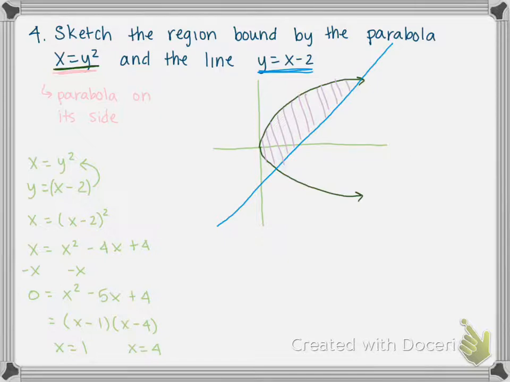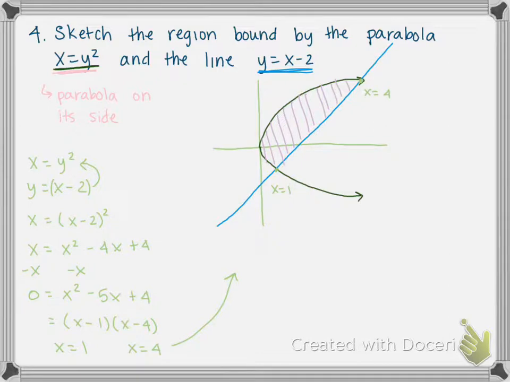Subtract x on both sides to put all terms on the same side of the equation. And we get x squared minus 5x plus 4, which can be factored into (x minus 1) times (x minus 4). And for those to equal 0, x will equal 1 and x will equal 4. So we can put that information on the graph.